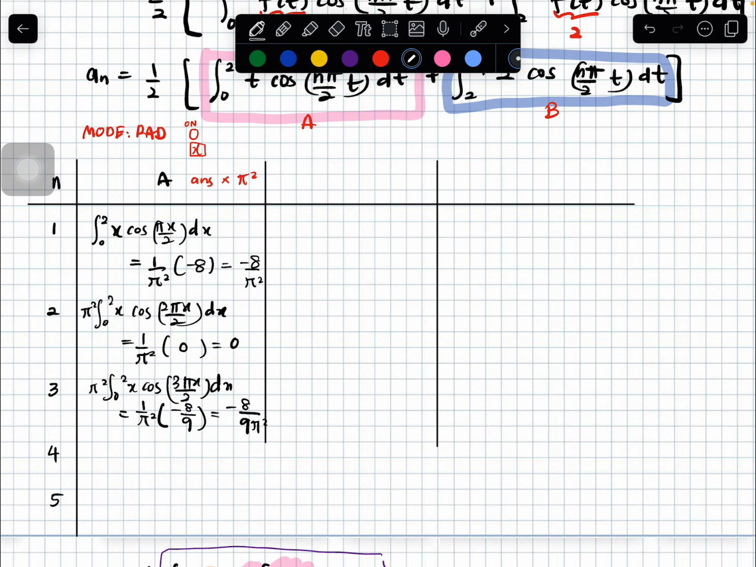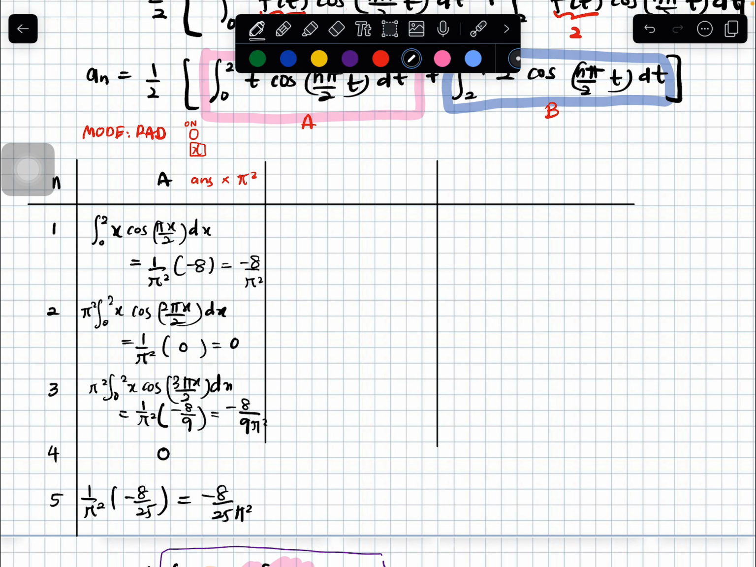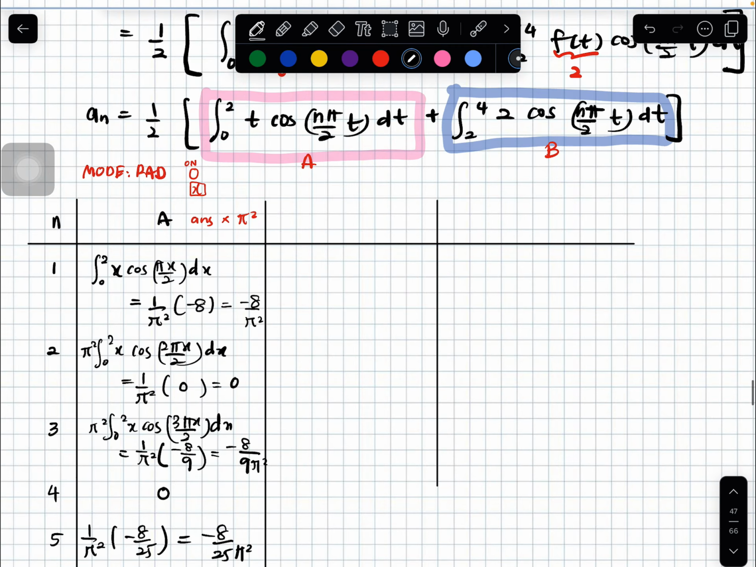So for 4, you can repeat the same thing. You will get 0. And if n equal to 5, you will get negative 8 over 25. So this is what you have, right? You can verify this. You have to show this, okay? So we have found the value of A.